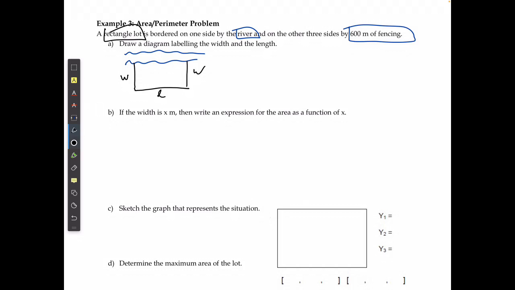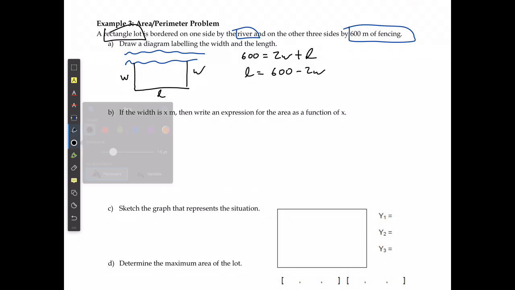I also know that 600 is equal to 2 widths plus a length, or the length is equal to 600 minus 2 widths. As I typically do, I'm going to replace my width with x. So I could say that the length is equal to 600 minus 2x.